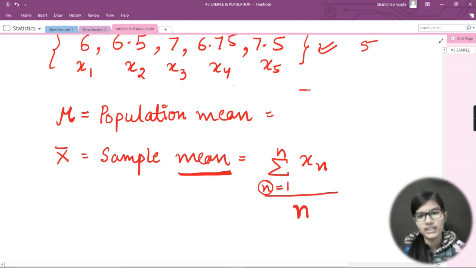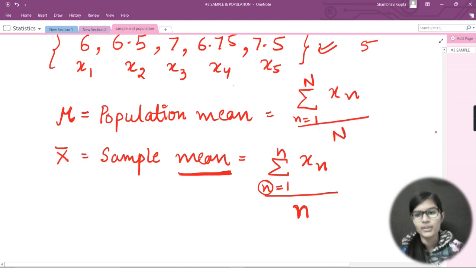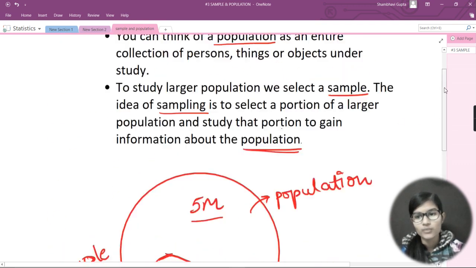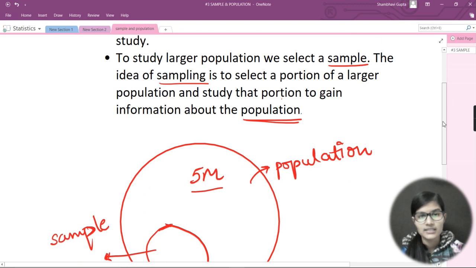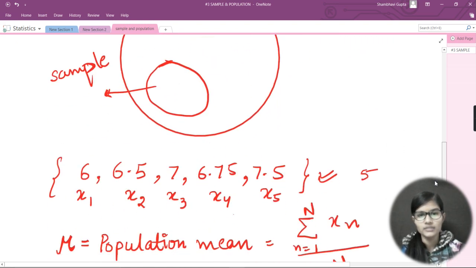Now, what is the population mean here? There is also a formula for the population mean: sigma n equal to 1 up to capital N. Let me write it and then I'm going to explain all the things. And this is divided by capital N. Now this small n is the number of data points we took from the sample. We took a small portion and did sampling here.